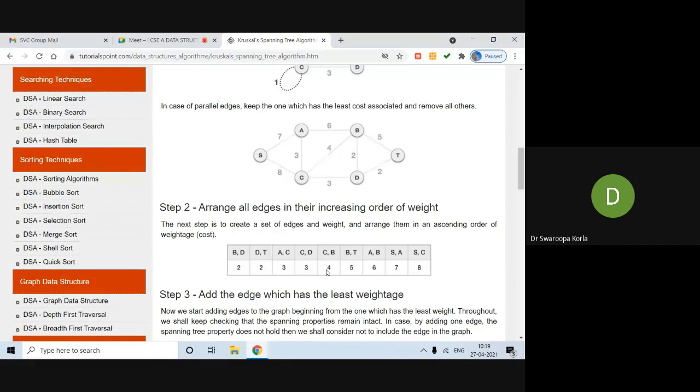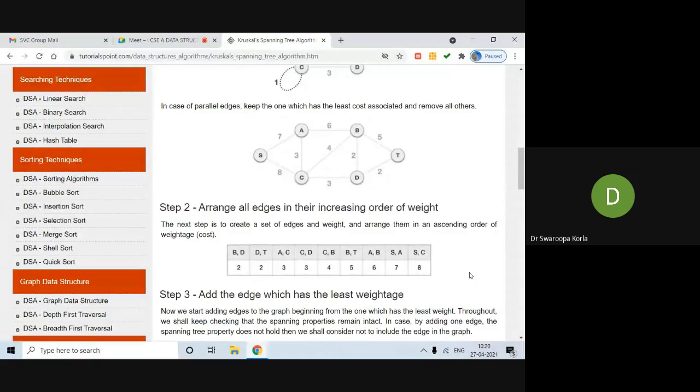It is an undirected graph, so you can write either way. And after 4, B to T, 5 value. And after 5, A to B, 6 value. After 6, S to A, 7. And S to C, 8.